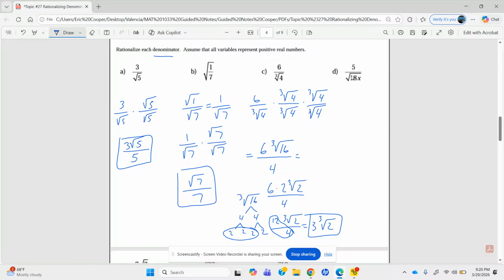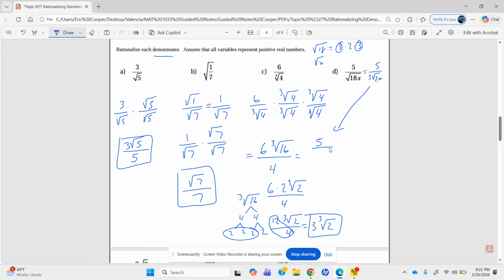For my last one here, I've got square root of 18x, and I'm actually going to take a look and see if I can simplify that right away. I know that the square root of 18 is really 3 times 2 times 3. 3 times 3 is 9, times 2 is 18. So I have a pair of 3's with a 2 left over, and the x won't change here. So I can rewrite this as 5 with a 3 on the outside and a 2x here.